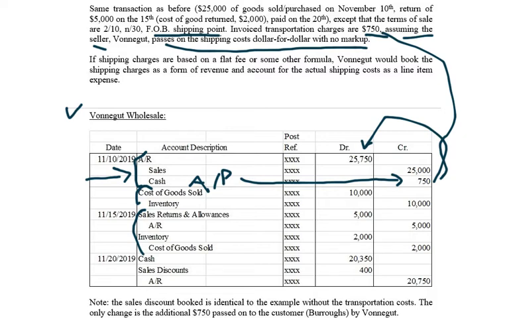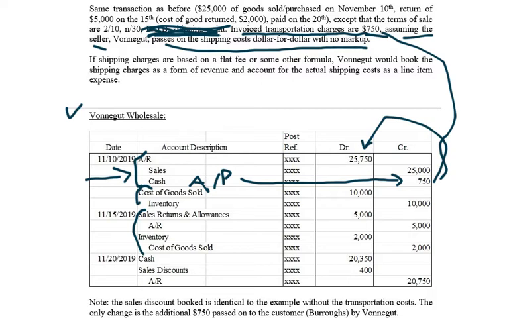And just a little digression here. I really don't have to say this right here. How, in reality, do we determine shipping terms? By facts like this. Invoice transportation charges are $750. In other words, you look at the invoice that was sent to you if you're Burroughs, or the one you sent out to your customer if you're Vonnegut, and you see $750 on the line for shipping costs.